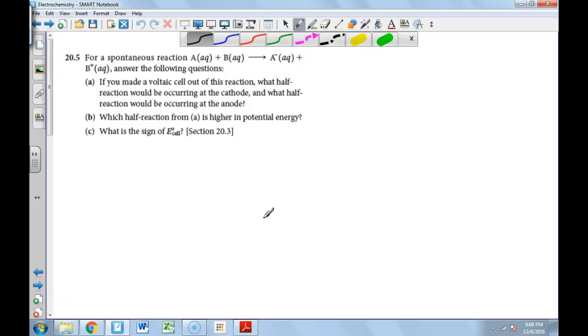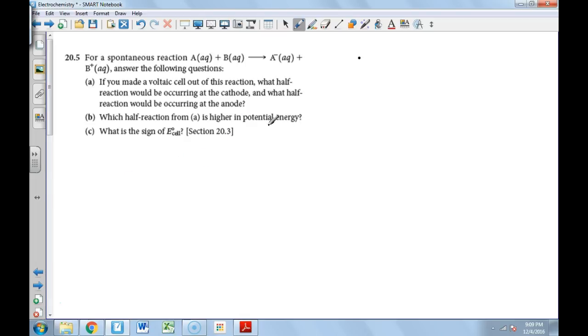Hey everybody, just coming at you with Brown, LeMay, Burston, question number 20.5, talking about a little electrochem here. I like this question because it outlines the theories behind electrochem and not specific examples. So this will help you understand the idea behind electrochem, or at least gives you some idea of the concepts.